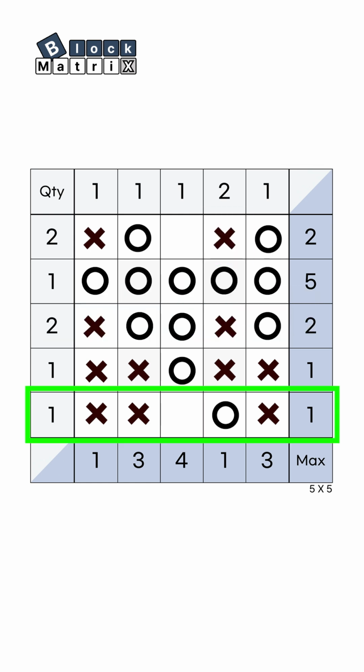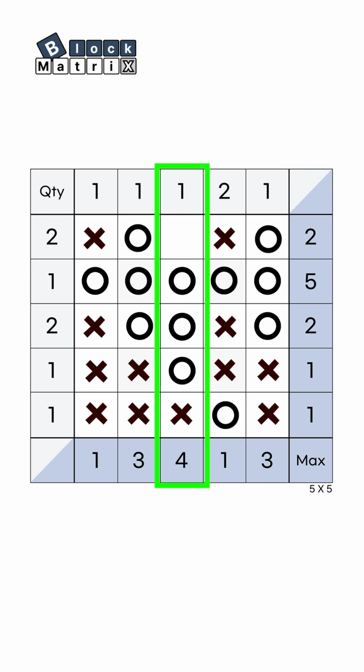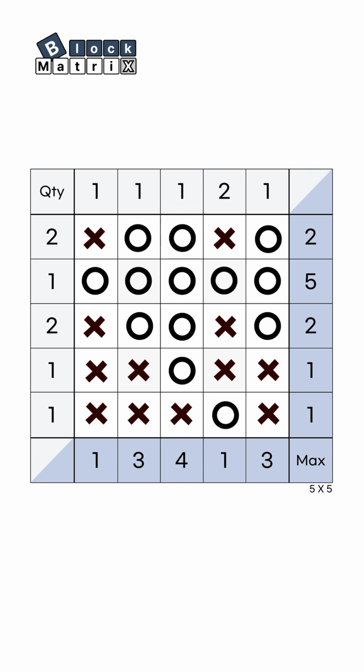Final step. The 5th row has quantity equals 1 and max equals 1. Since one cell is already filled, fill all remaining cells with X. Finally, if we check the last remaining cell, the quantity is 1 and the max is 4. So we fill that cell with O to complete the puzzle.